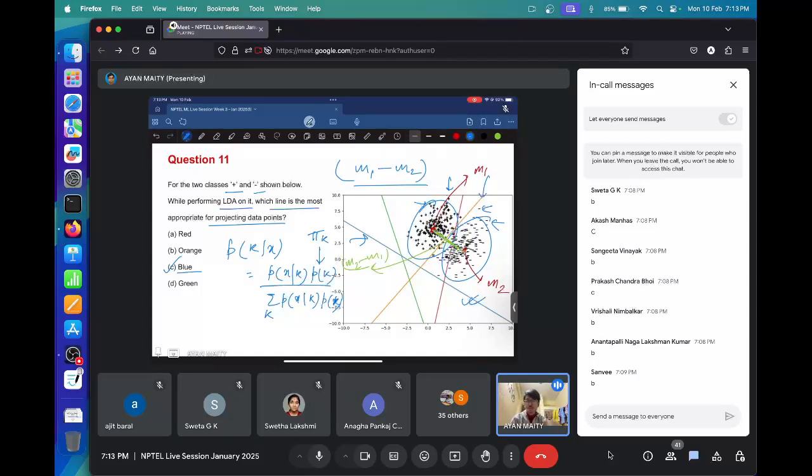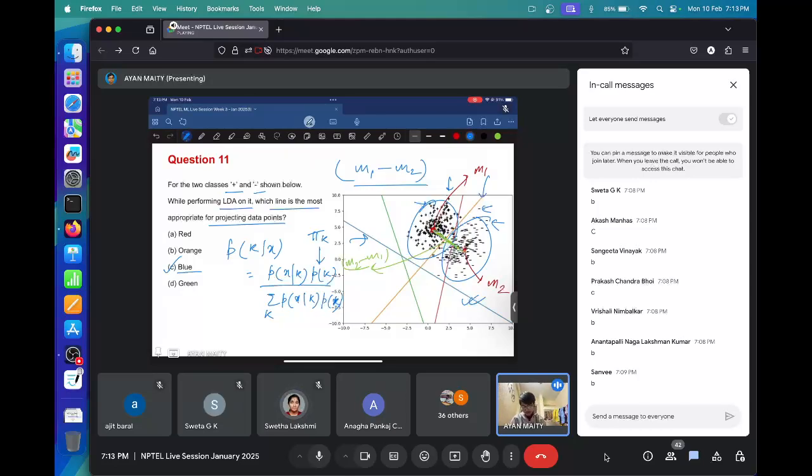So if the prior value is high, then it gives a higher probability of belonging to the class K for the point X. From this equation, can we understand that projection also? No, from this you cannot understand the projection part. This is one way of viewing LDA; another way of viewing LDA is projecting data points and feature reduction.